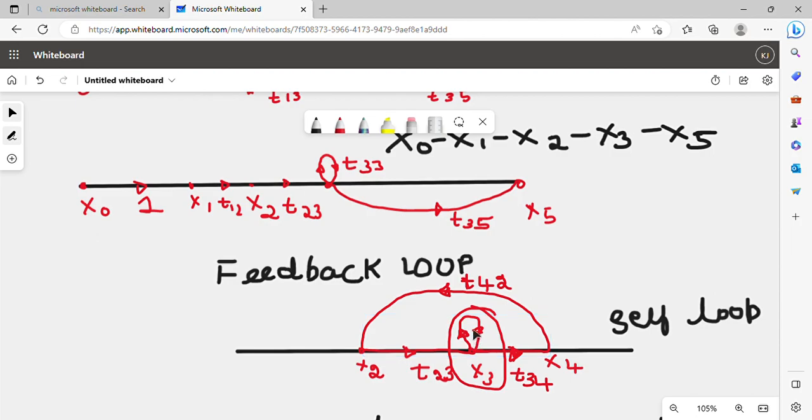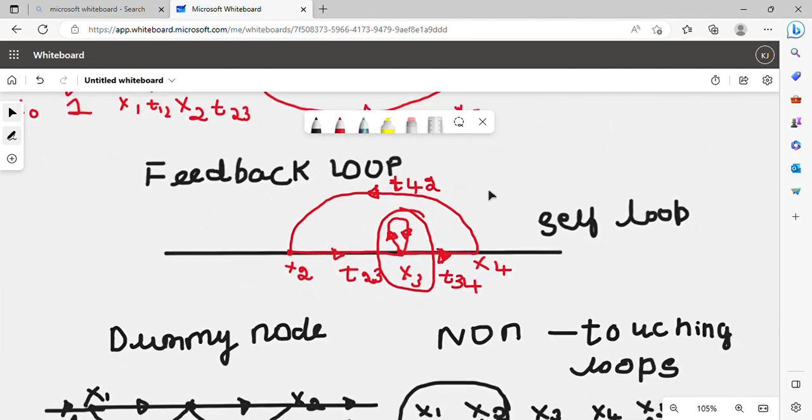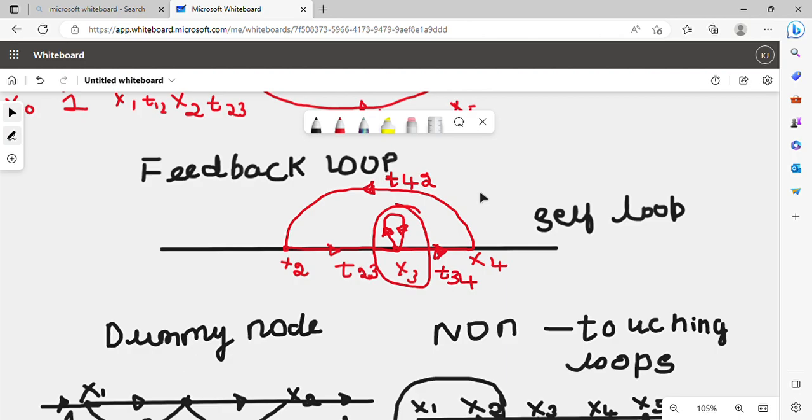Is it tracing x3 twice? No, it is tracing x3 only once. Is it tracing x4 twice? No, it is tracing x4 only once. And x2? It terminates at the same node, because it has to come back to x2. So this is my feedback loop. I guess you understood things in a better manner.